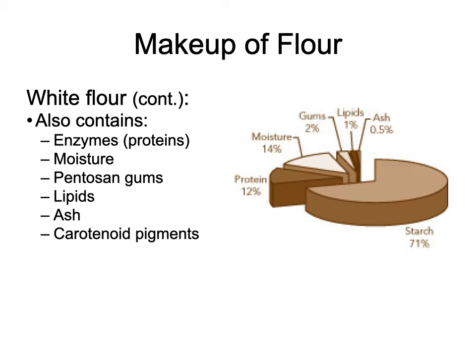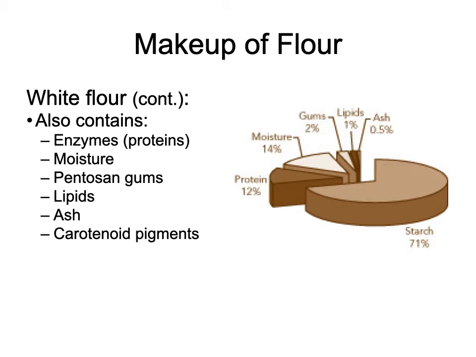We can see by this chart, 71% of flour is starch. There's about 12% protein. This is for a fairly higher gluten flour like bread flour. Moisture is about 14%. Not a lot of moisture. They try to make sure that before they grind the wheat that it has had a chance to evaporate off excess moisture from the field so that it's down to a certain level.